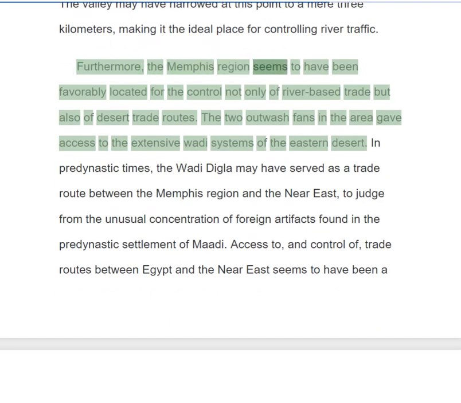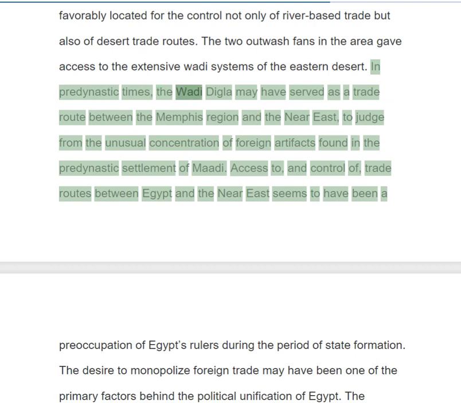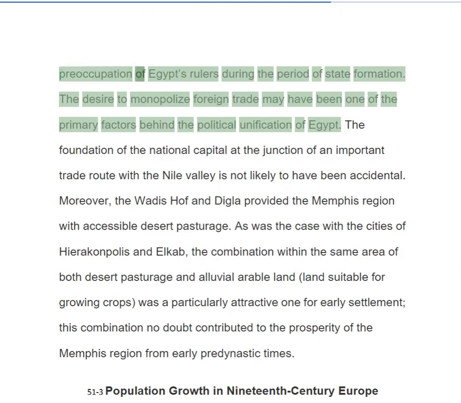Furthermore, the Memphis region seems to have been favorably located for the control not only of river-based trade but also of desert trade routes. The 2 outwash fans in the area gave access to the extensive wadi systems of the eastern desert. In pre-dynastic times, the Wadi Digla may have served as a trade route between the Memphis region and the Near East, to judge from the unusual concentration of foreign artifacts found in the pre-dynastic settlement of Maadi. Access to, and control of, trade routes between Egypt and the Near East seems to have been a preoccupation of Egypt's rulers during the period of state formation.